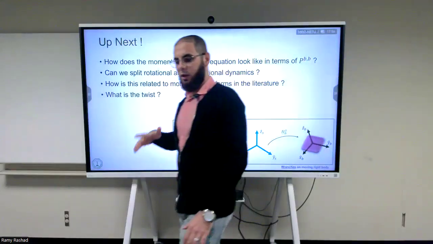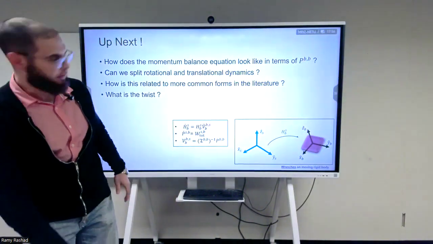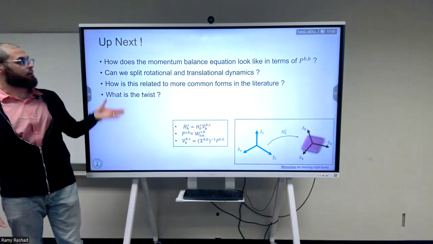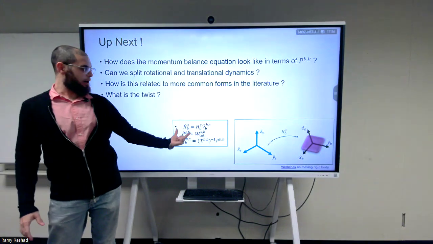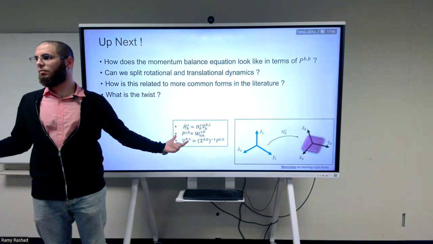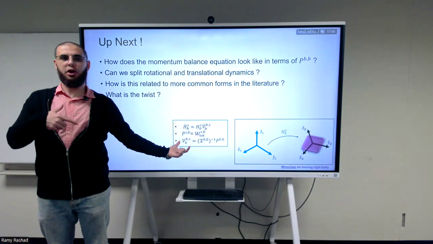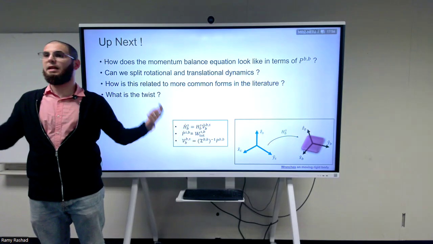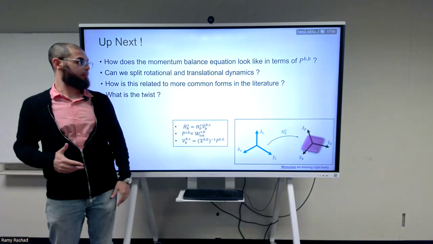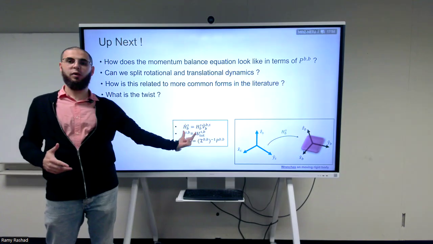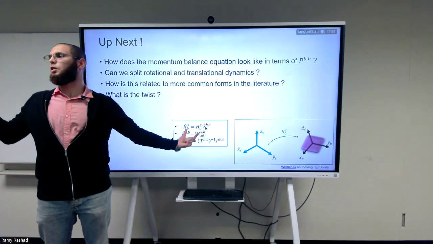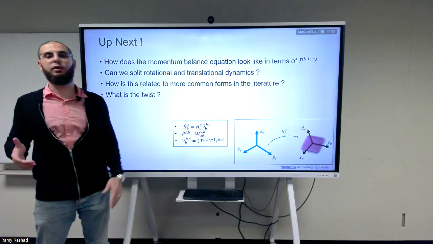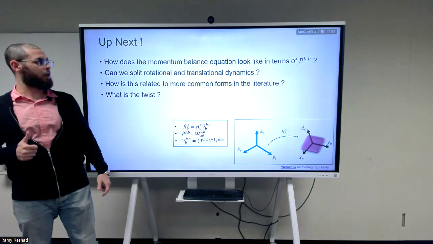Now, this is what we're going to be doing hopefully in the next half an hour. We only talked about the rate of change of momentum in the S frame, the inertial frame. It's very common that we write the equations of motion in the body fixed frame. So how would the simple equation, rate of change of momentum equal to wrenches, look when we go to the body fixed frame? That's the first thing we're going to be doing.